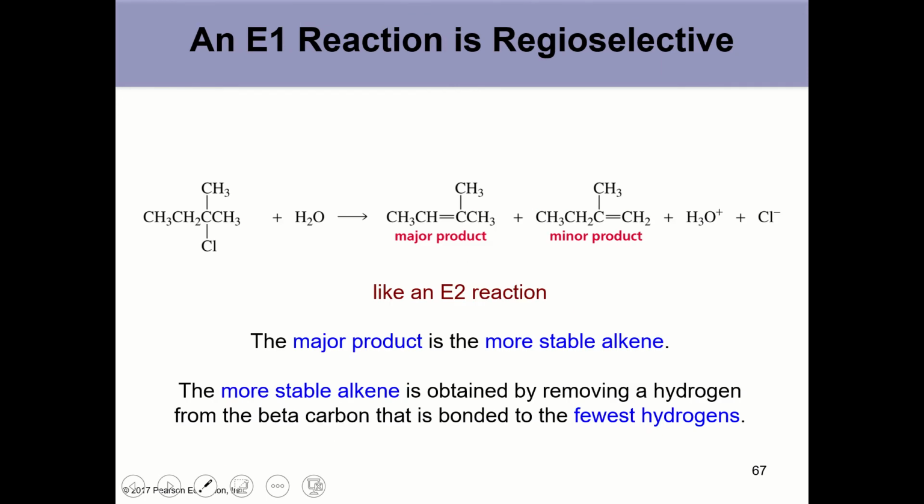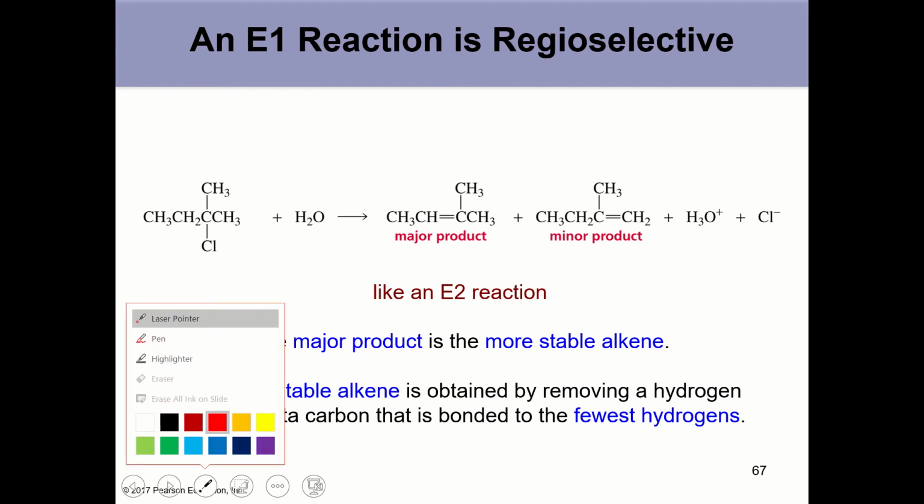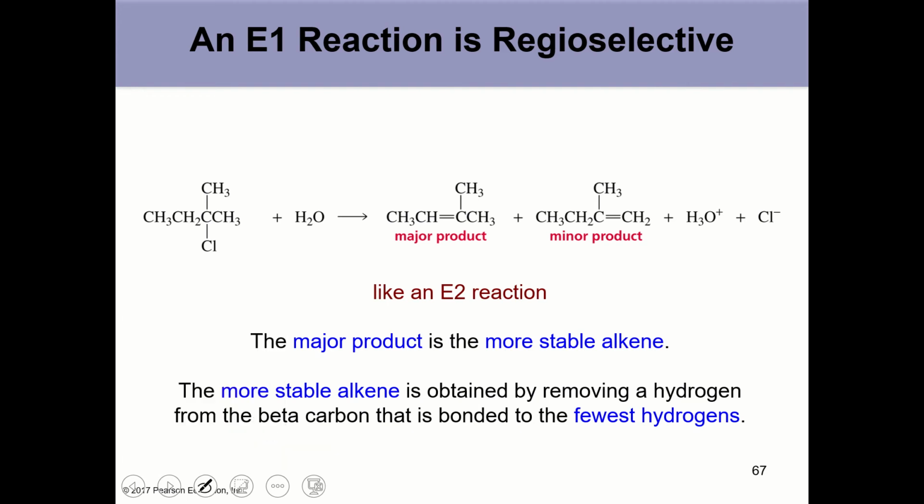E1 reactions are regioselective. What that means is that we can make multiple products, but we will have major and minor products. The major product will be the Zaitsev product, the product formed from the most stable double bond, and the minor product will be the product formed from the least stable double bond, or the anti-Zaitsev product. The more stable alkene is obtained by removing a hydrogen from the beta carbon that is the most substituted. So for our alkyl halide, we have 3 beta carbons.